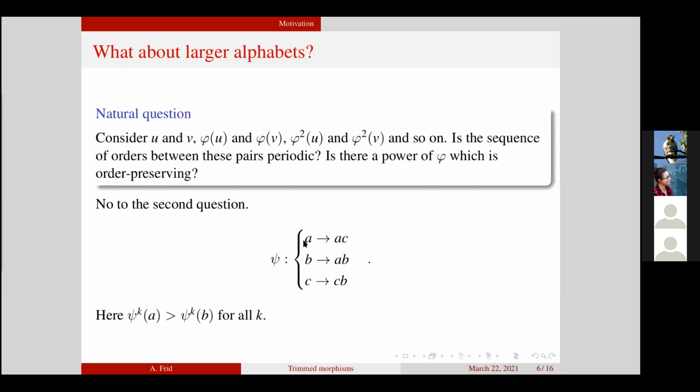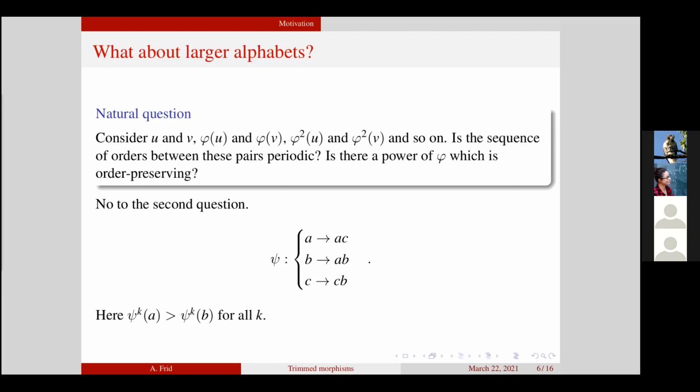For example, if you take this morphism, it's easy to check that the image of A is always greater than the image of B for psi square, for any powers of psi. There is this inverse order which is preserved all the time. It is possible only because we have 3 letters here, not 2, but we cannot avoid things like this. So the motivation of my very small study was to understand what exactly happens for greater alphabets.